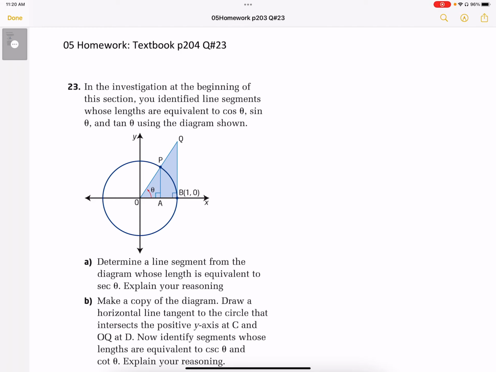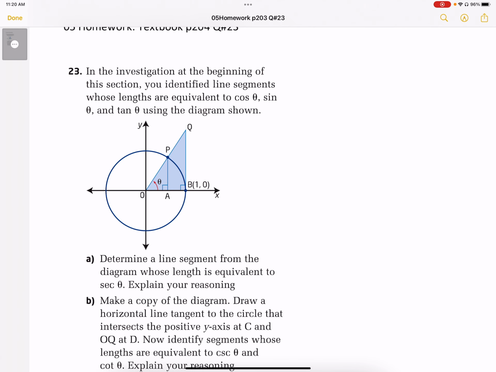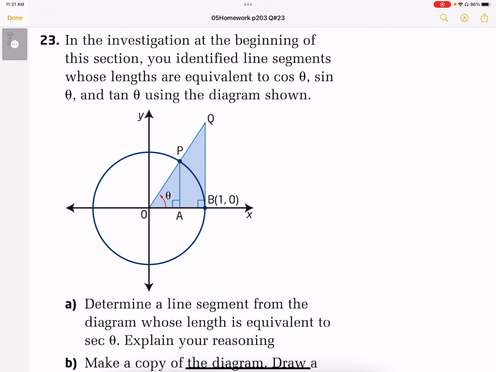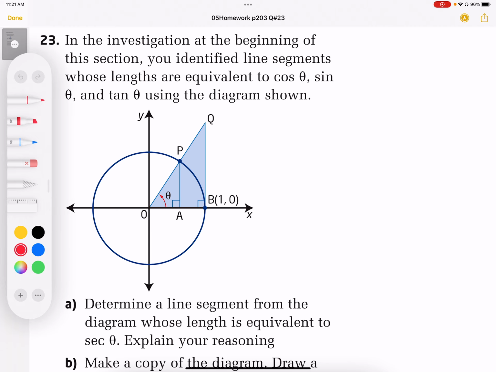Page 204, number 23. So we have looked at this unit circle, and in this unit circle, we have identified the sine, cosine, and tan ratios in here. So the sine ratio is going to be the vertical length. This vertical line is the sine ratio. This horizontal length here is the cosine ratio. And then this vertical length here is the tan ratio.